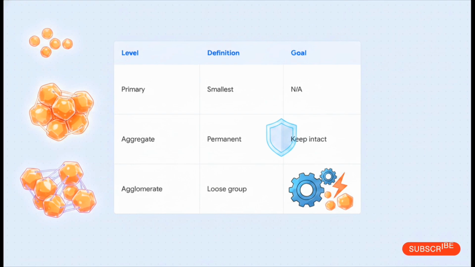Right below that in the middle row is the aggregate. Now this is a tightly bound, permanent group of primary particles. Your processing goal here, never ever try to break these. You just can't. Finally, at the bottom, we have the agglomerate, which is a loose cluster of aggregates. The big takeaway here is that our machinery must be dialed in specifically to smash apart those loose agglomerates, but leave the permanent aggregates totally intact.